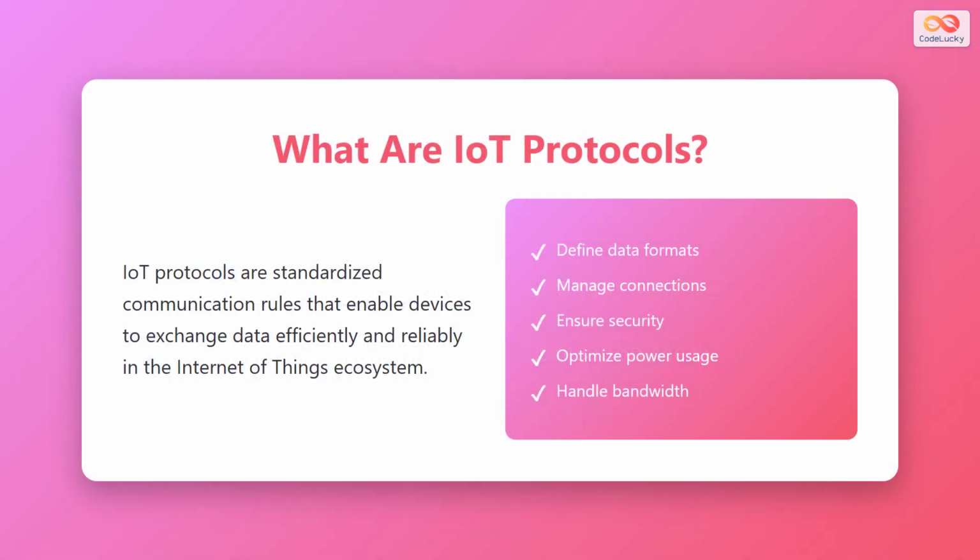IoT protocols are standardized communication rules that enable devices to exchange data efficiently and reliably in the Internet of Things ecosystem. These protocols define how data is formatted, how connections are managed, and how security is maintained. They also optimize power usage and handle bandwidth constraints. Understanding these protocols is the foundation for building effective IoT solutions.